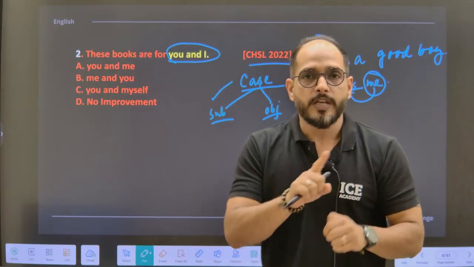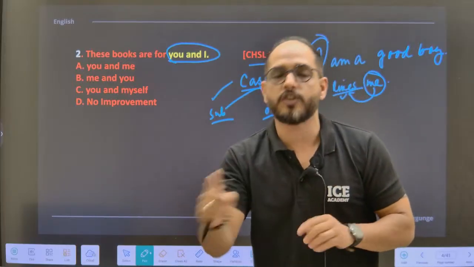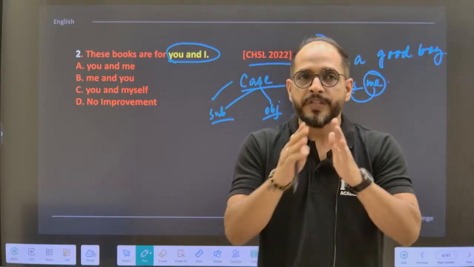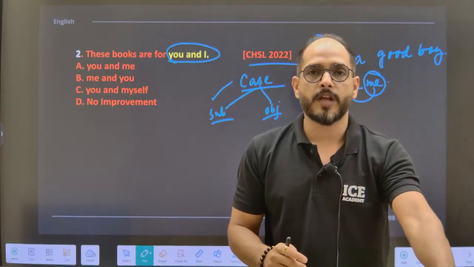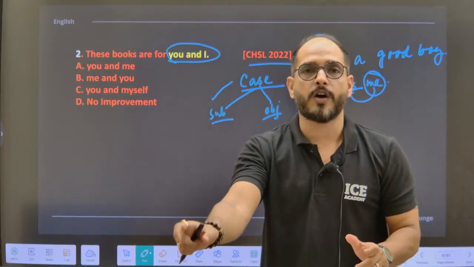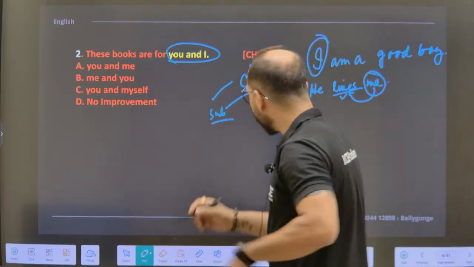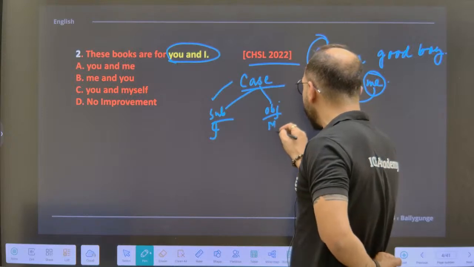Some pronouns are always used as an object of a verb or of a preposition, and they are called the objective case of the pronouns. Basically, they have two different structures. Some pronouns are subjective cases and some pronouns are objective cases. Let's find them out.